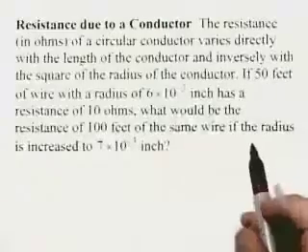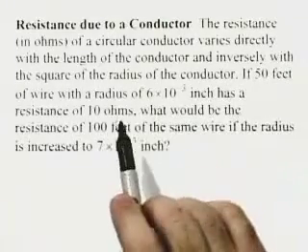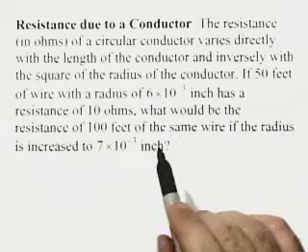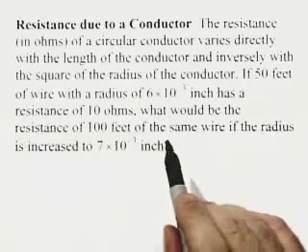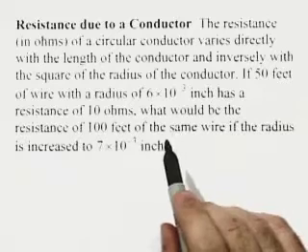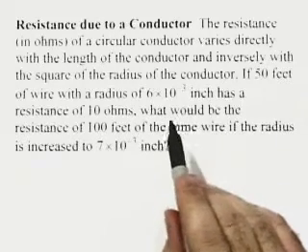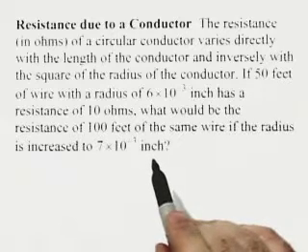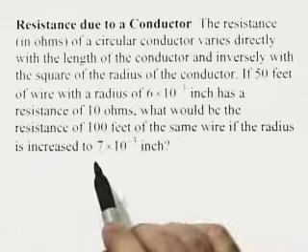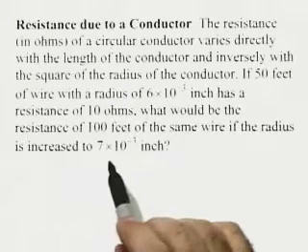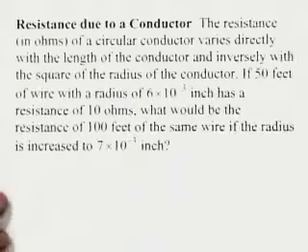In this problem, we look at an application involving direct and inverse variation. The resistance in ohms of a circular conductor varies directly with the length of the conductor and inversely with the square of the radius of the conductor. If 50 feet of wire with a radius of 6 times 10 to the negative third inch has a resistance of 10 ohms, what would be the resistance of 100 feet of the same wire if the radius is increased to 7 times 10 to the negative third inch?